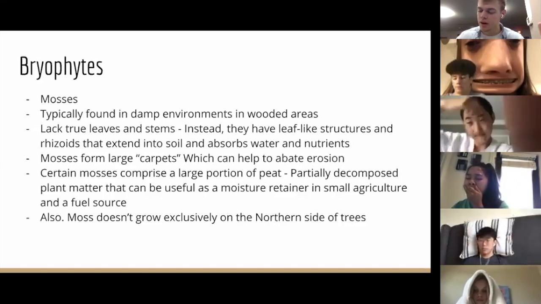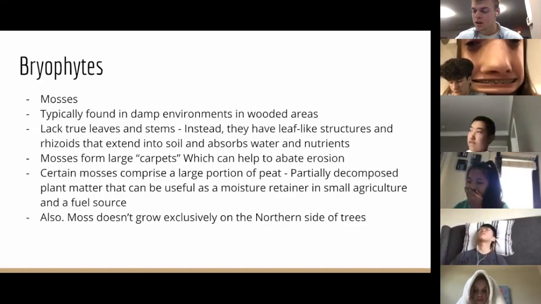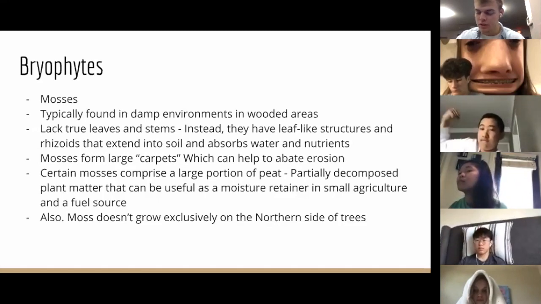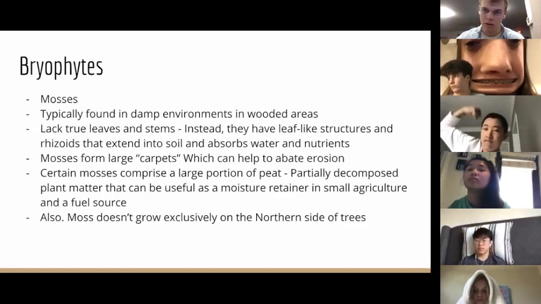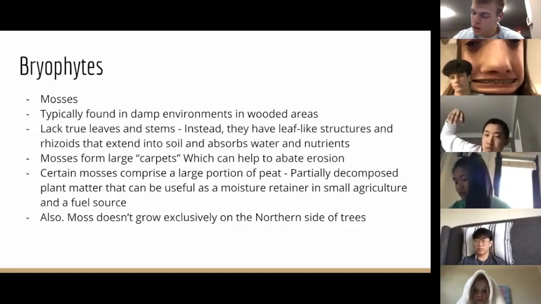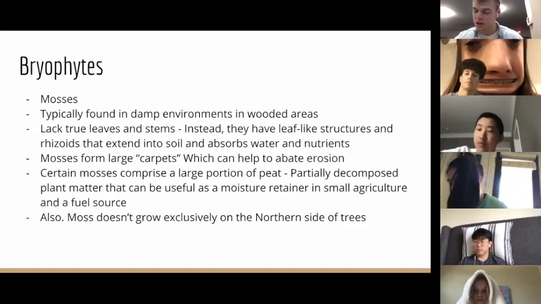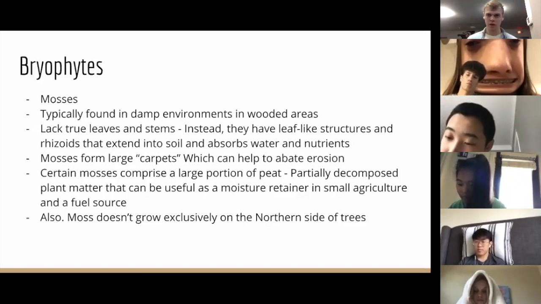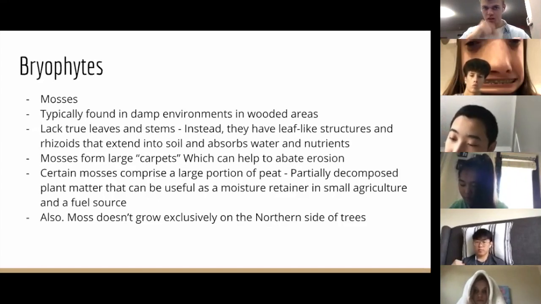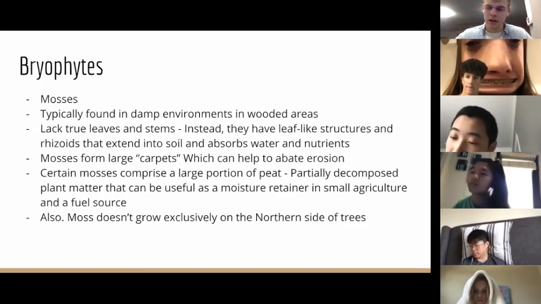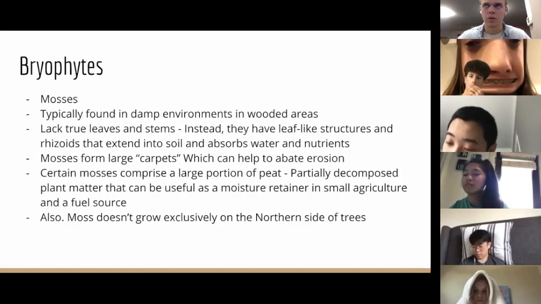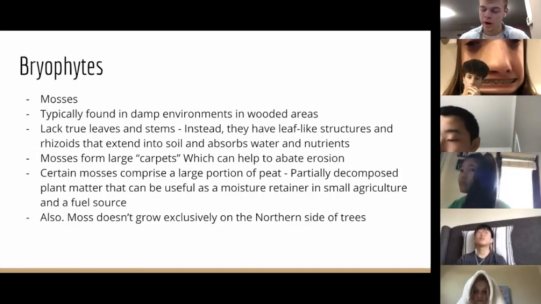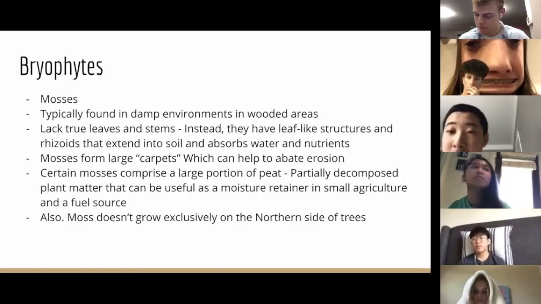Like I said, they're typically found in damp environments. They lack true leaves and stems, which are part of the vascular system. Instead, they have leaf-like structures and these things called rhizoids. I said when we went over this the first time, rhizoids are found also in mold. Those are the things anchoring the mold into whatever it was growing on, the strawberry, the bread, whatever that might be. But we also find rhizoids in moss.